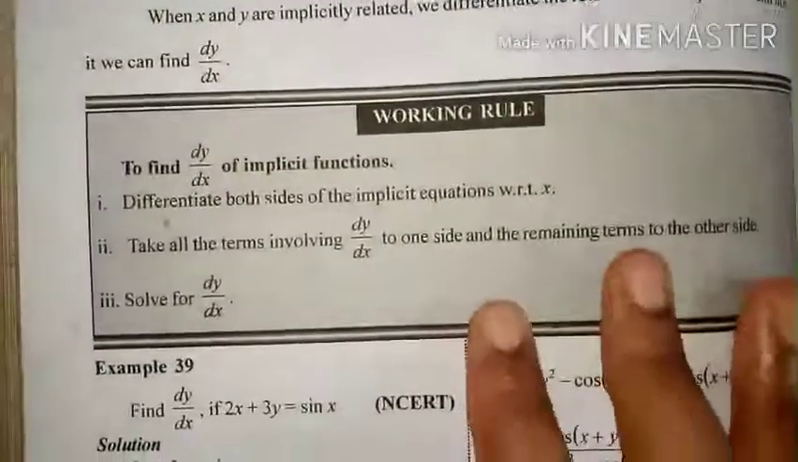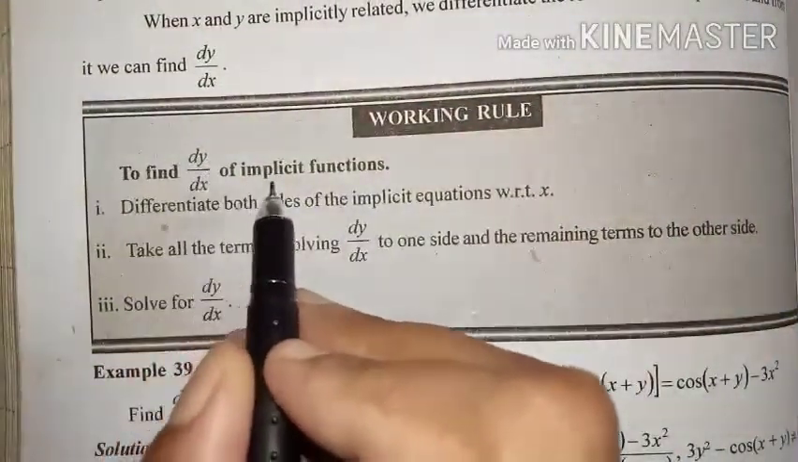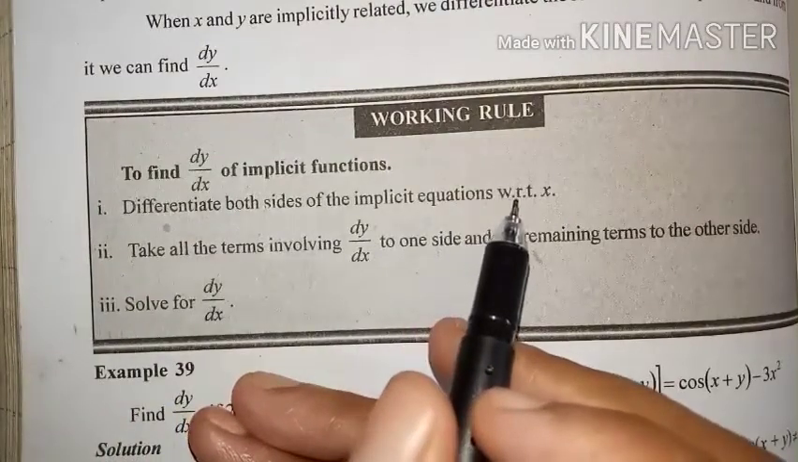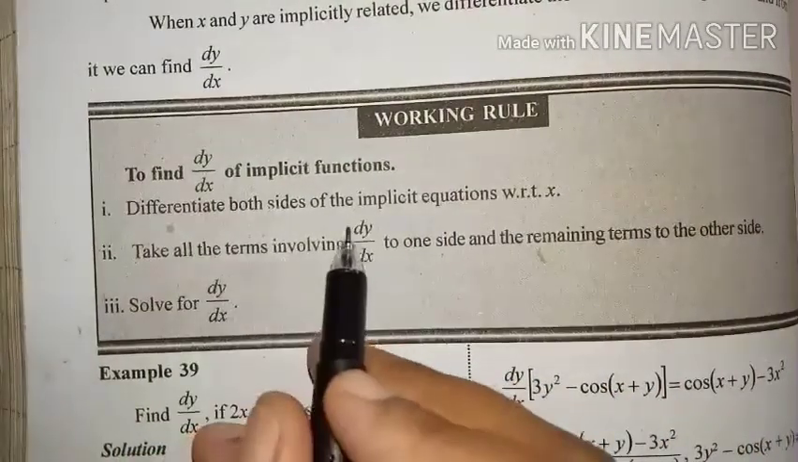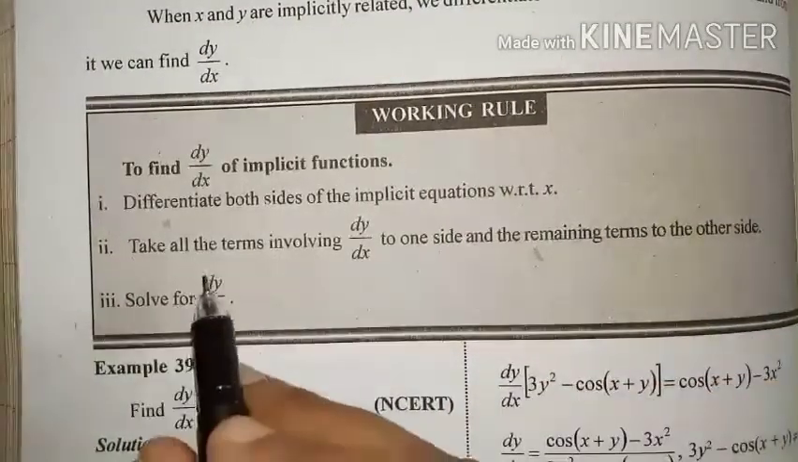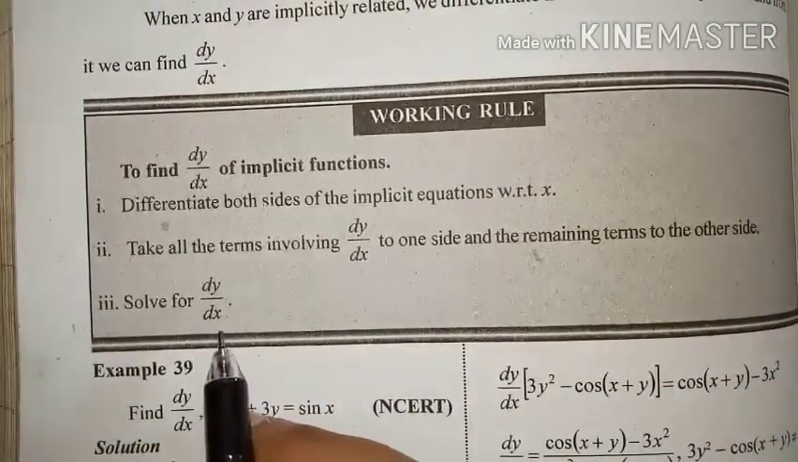So how is the rule here? To find dy by dx of implicit functions, differentiate on both the sides of the implicit function with respect to x. Take all the terms involving dy by dx to one side and the remaining to the other side. Solve for dy by dx. Okay, this is the working rule.